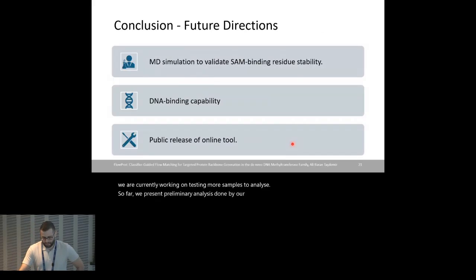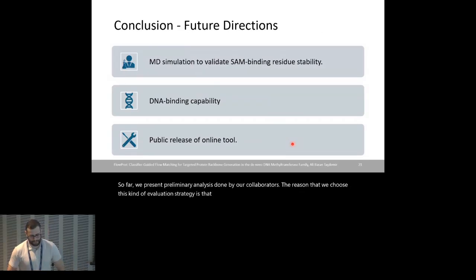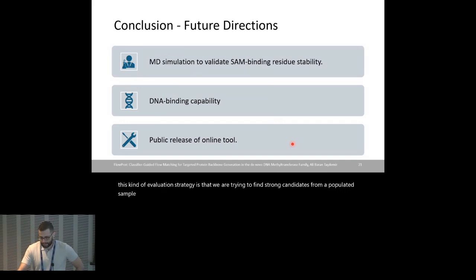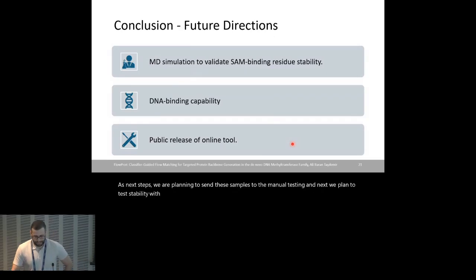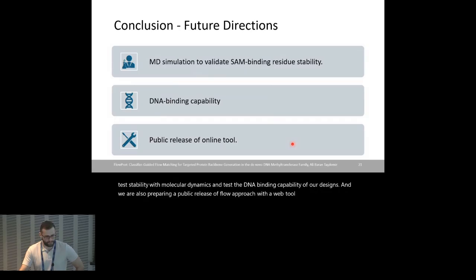The reason that we chose this kind of evaluation strategy is that we are trying to find strong candidates from a populated sample group. As next steps, we are planning to send these samples to manual testing, and next we plan to test stability with molecular dynamics and test the DNA binding capability of our designs. And we are also preparing a public release of FlowProt with a web tool and public weights for other researchers to use.